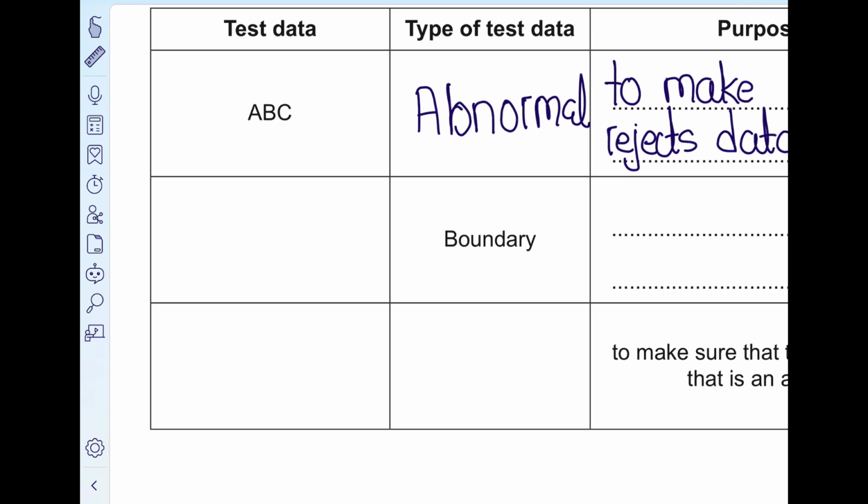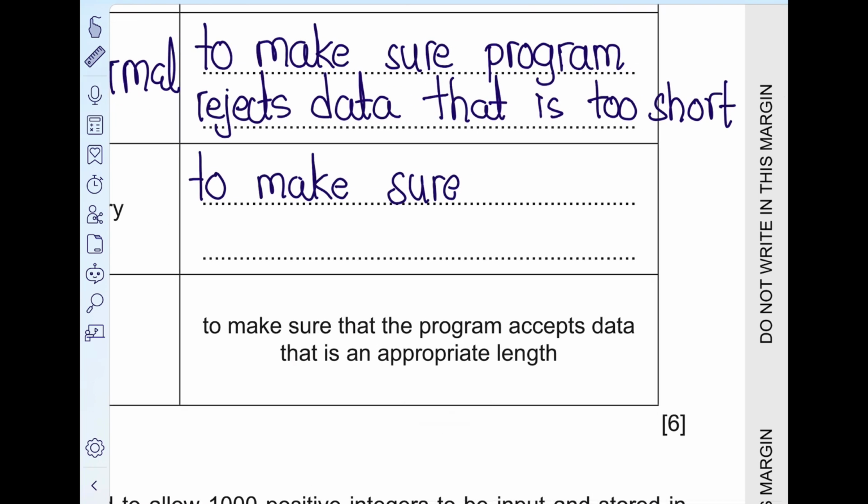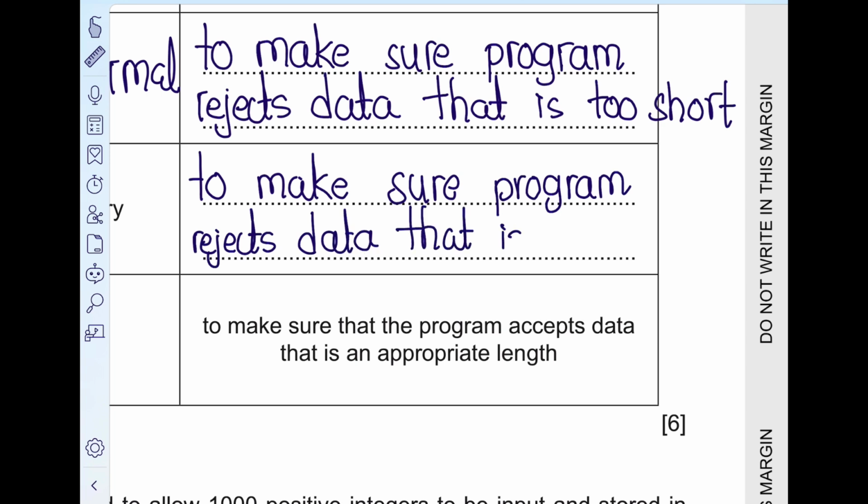So here we need something which is 9 characters. Maybe I could say password, because I think password 1 2 3 4 5 6 7 8. Okay, it has 8. Let's say password1. So password1 would be boundary data, and the purpose of this is to make sure the program rejects data that is just too short. So basically, even if you add just one more character here, it would be accepted.